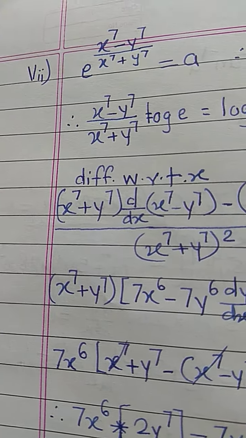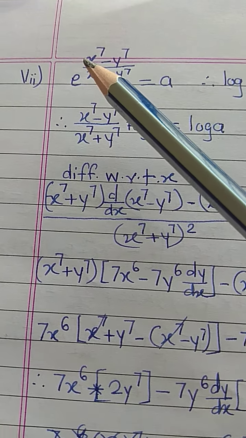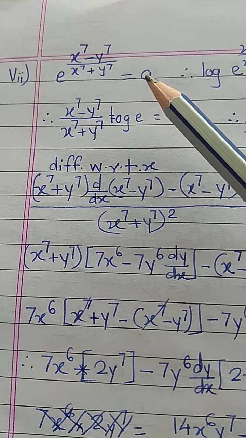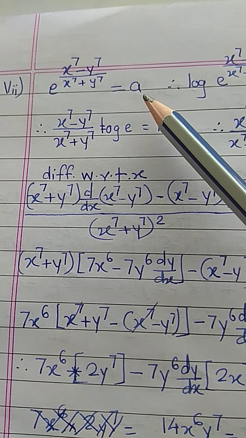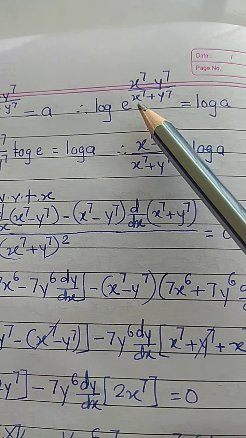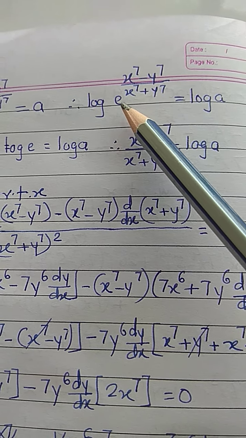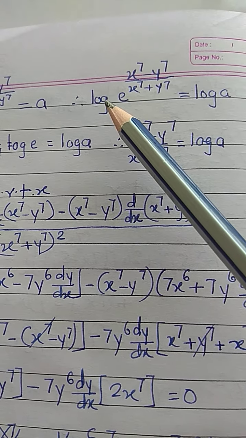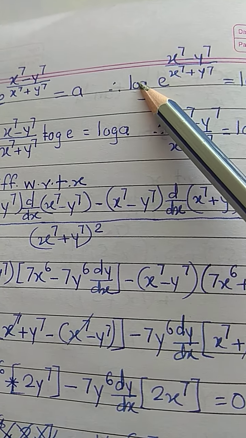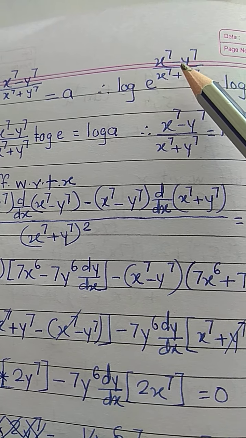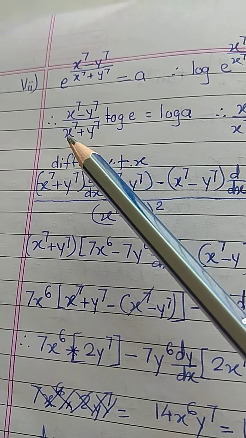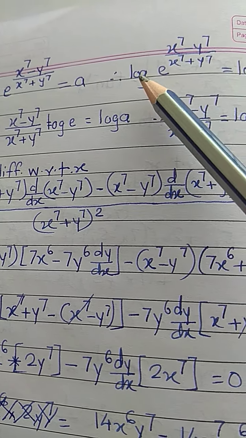Now Roman 7, e raised to this bracket is equal to a. We know that, or we can take log on both the sides. See here, log of e to the base e is always 1, we know that, and we also know that log of a raised to p is p log a. Okay, so log of e raised to x raised to 7 minus y raised to 7 upon x raised to 7 plus y raised to 7 will give you x raised to 7 minus y raised to 7 upon x raised to 7 plus y raised to 7 log of e.